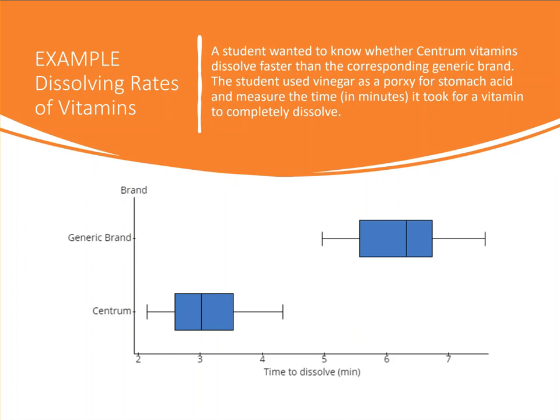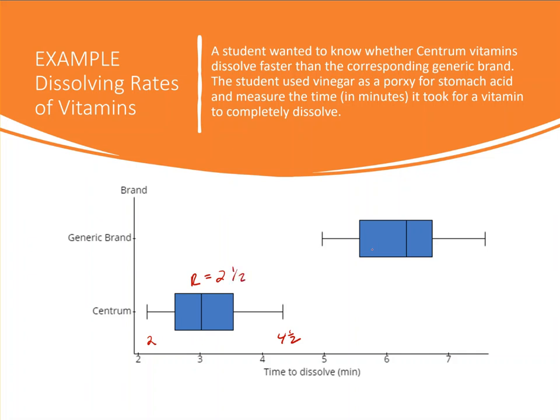And the first question I would probably say is, in looking at these two box plots, which vitamin do you think has the greater dispersion? Remember, dispersion is talking about how spread out the data is. And for this, we probably want to look at range. So if we're looking at our Centrum vitamin here, I'm going to say that the range of this is roughly 2 to about 4.5. So the range on this one looks like it's about 2.5.